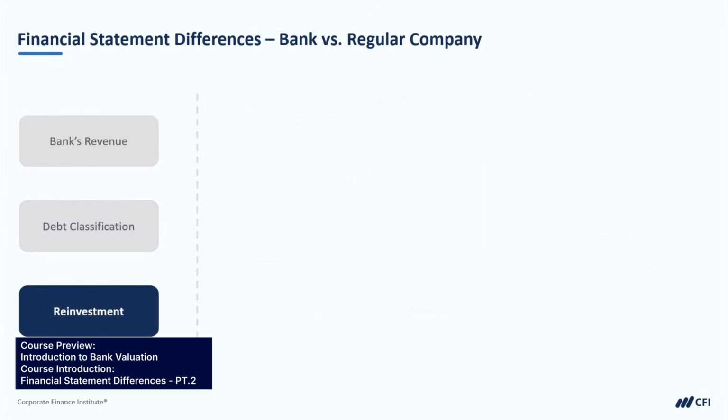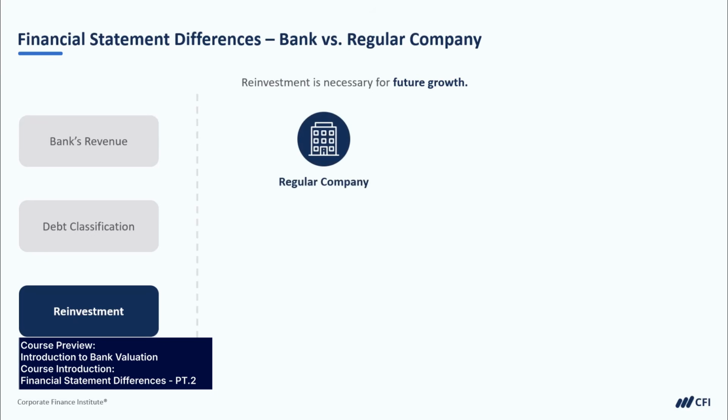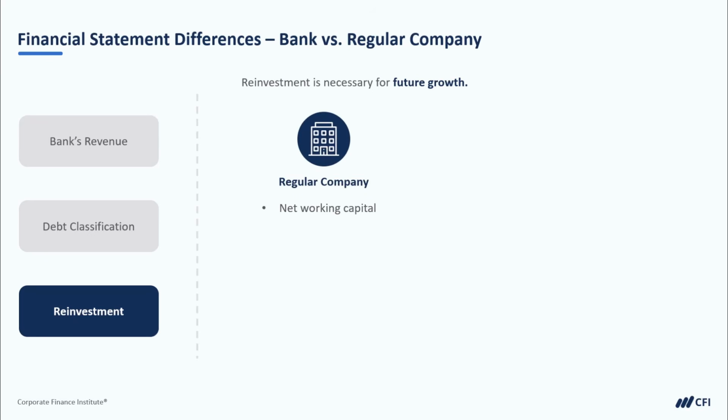Now let's discuss reinvestment. Reinvestment in a business is necessary for future growth. We can fairly easily determine what is considered reinvestment by a regular company. Increase in net working capital and investments in long-term assets like property, plant, and equipment are typical types of reinvestment. We factor in the reinvestment when we calculate free cash flows. However, for a bank, these items are pretty negligible, as there's no inventory and very little PP&E.